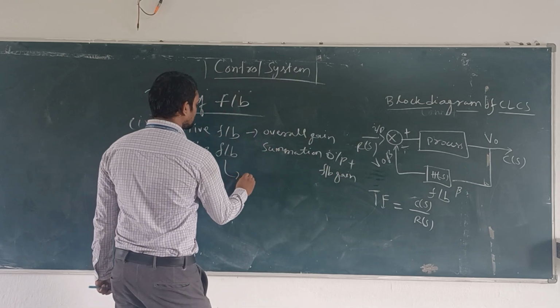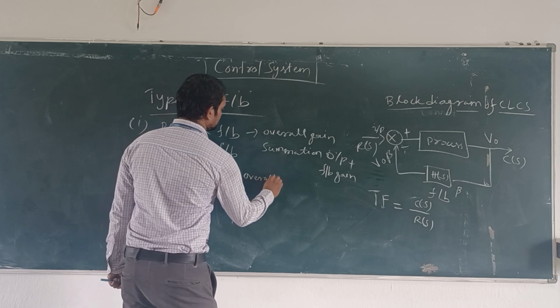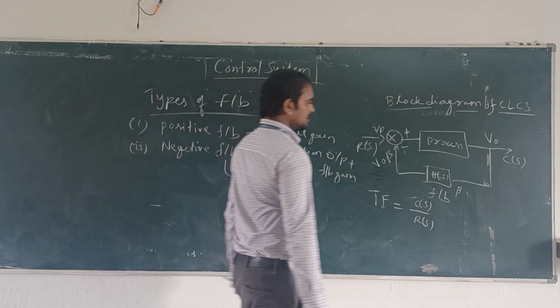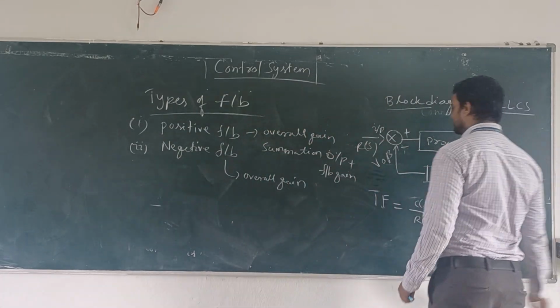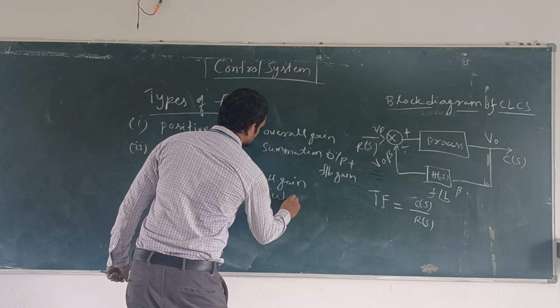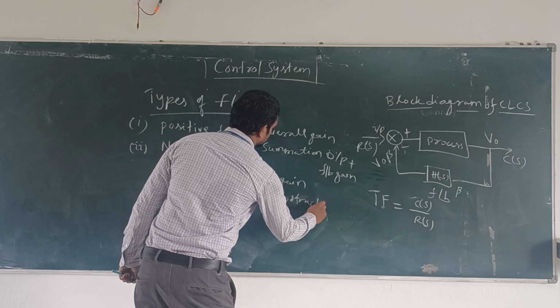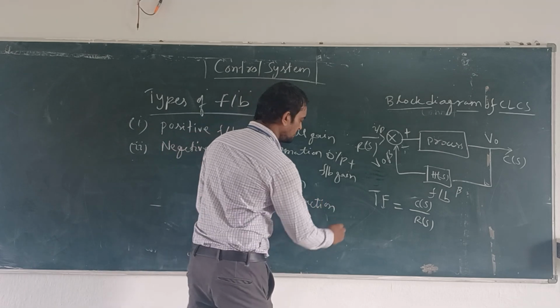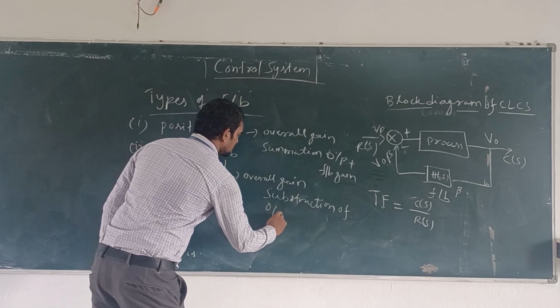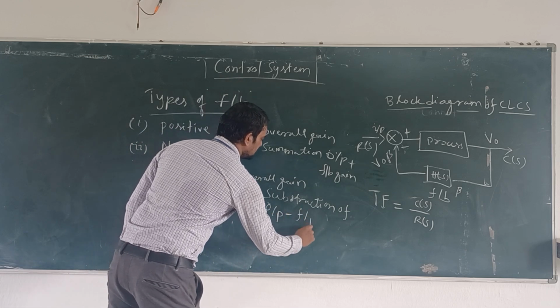Here, in the case of negative feedback, the overall gain is the subtraction: output minus feedback gain.